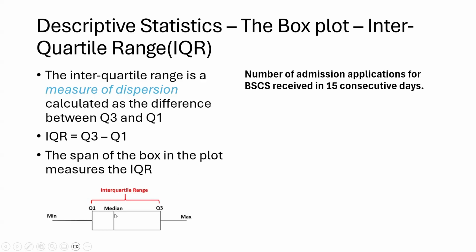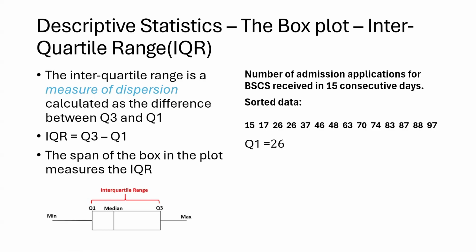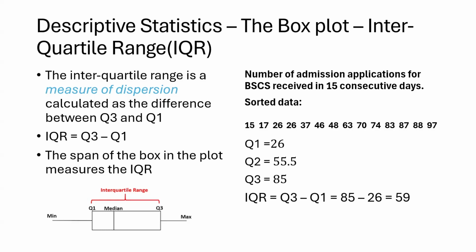Okay, the same example, but now here we have 15 entries. I think we have 14 entries. It's a typo here. It is the same data. We have 14 entries here, and the data is already sorted. So yes, it's the same data and we got the same values. Now, IQR is the difference between Q3 and Q1. We had Q3 as 85 and Q1 as 26. So the difference comes out to be 59.